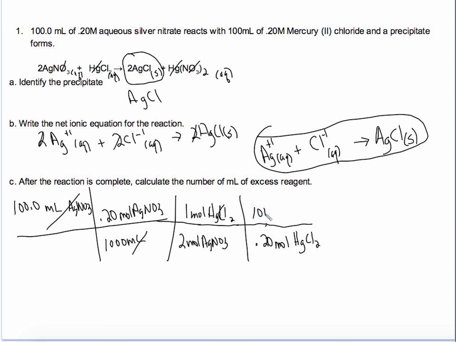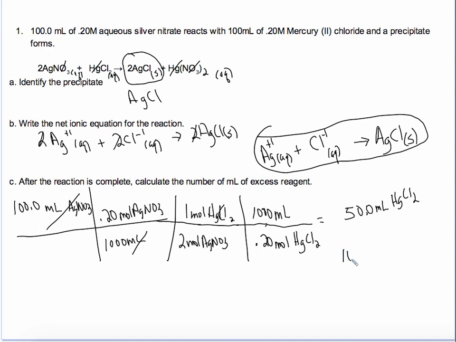Now, a mistake that a lot of people make is in this molarity step. You got to put 1,000 milliliters right here. Okay? Not 100 milliliters. That's how much you have, but this is figuring out how much you're going to use. A big mistake is some people would put 100 there. Okay, so you're going to use 50 milliliters of the HgCl2.